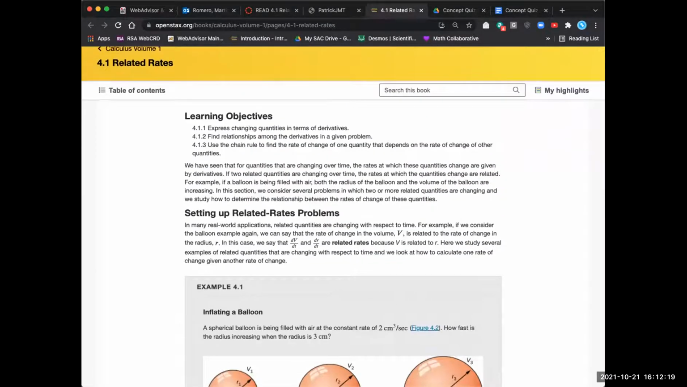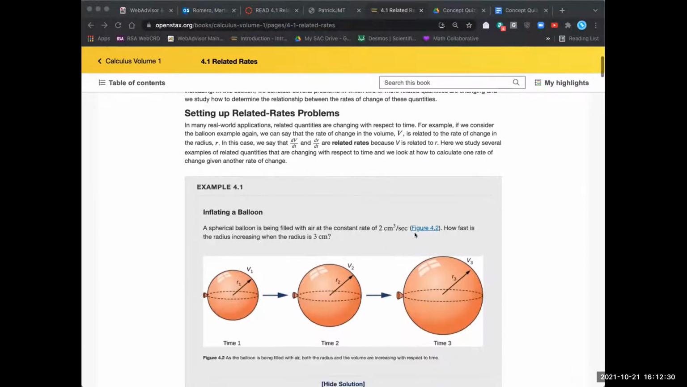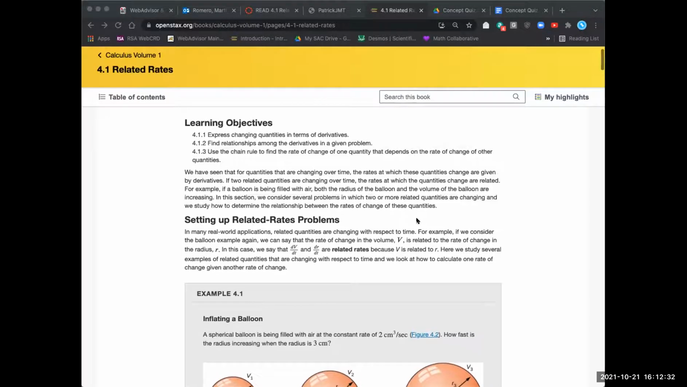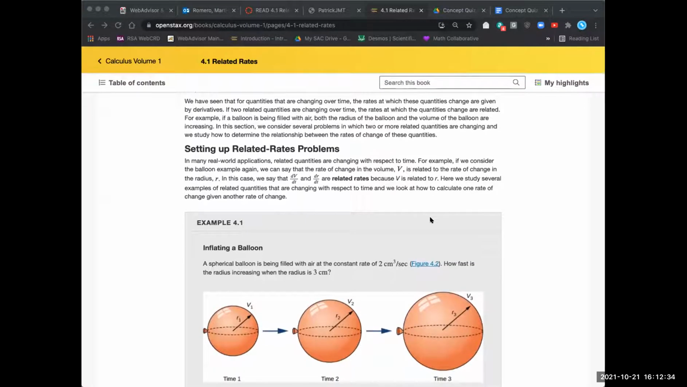Okay, let's take a look at a quick review for related rate problems. I know they become difficult because there's a million types of related rate problems we can encounter. So you want to make sure you go through the examples in our textbook in addition to the homework problems.